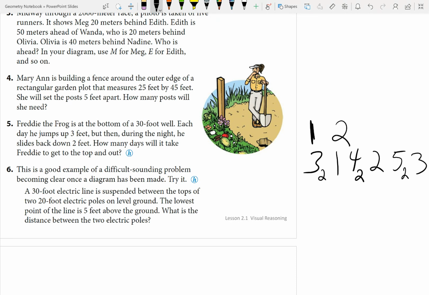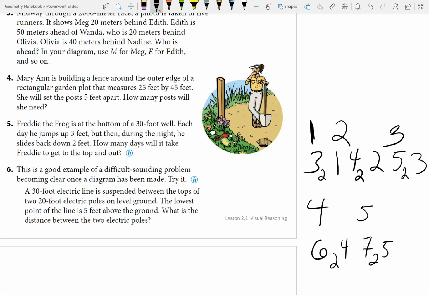And then day 2, he gets to 4 feet. Day 3, he gets to 5 feet. Oh, I see. Day 4, he's actually going to get to 6 feet. And then he'll slide back down to 4 feet. And then on day 5, he'll go up to 7 feet, slide back down to 2 feet at night.